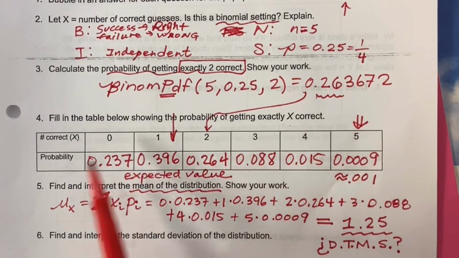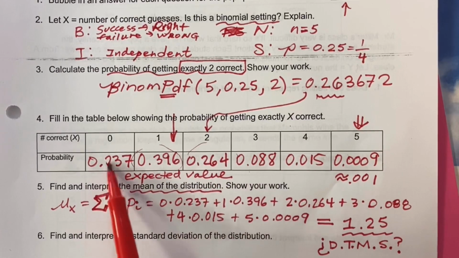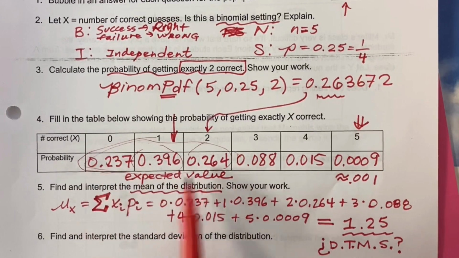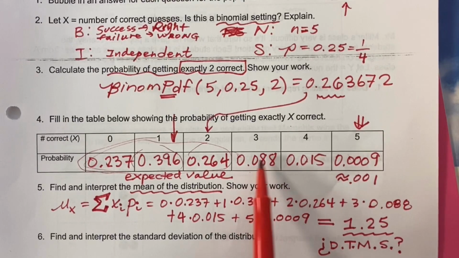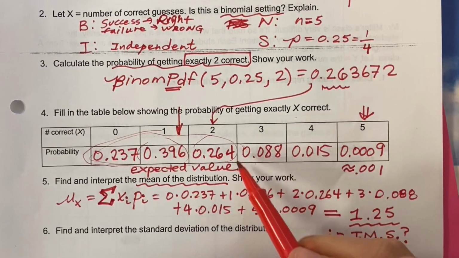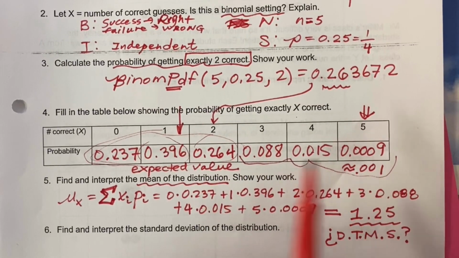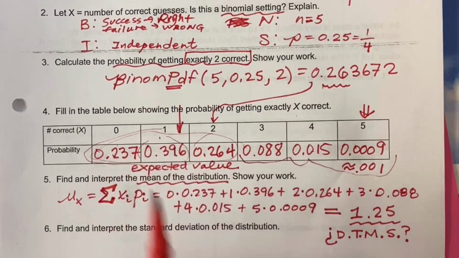By purely guessing, most people are either going to get one right, maybe two, maybe none. This is going to be the most common outcome, and these are the rarer outcomes. So in my eighth period class, nobody got more than three right, but it is possible. So most people either got two, one, or none right.